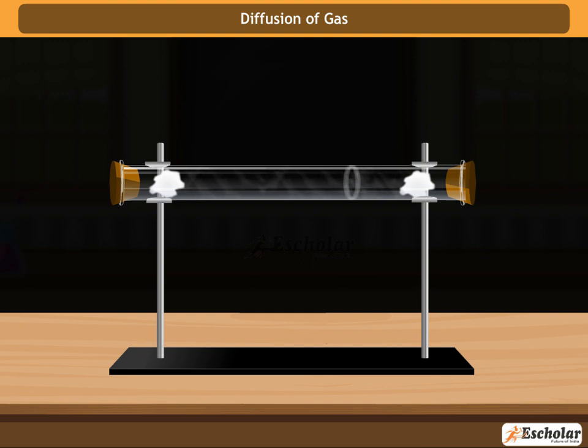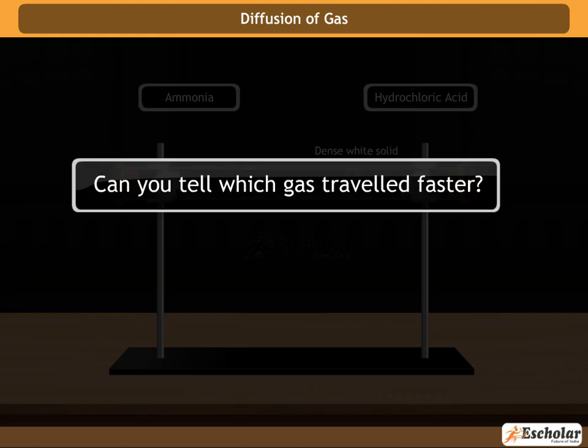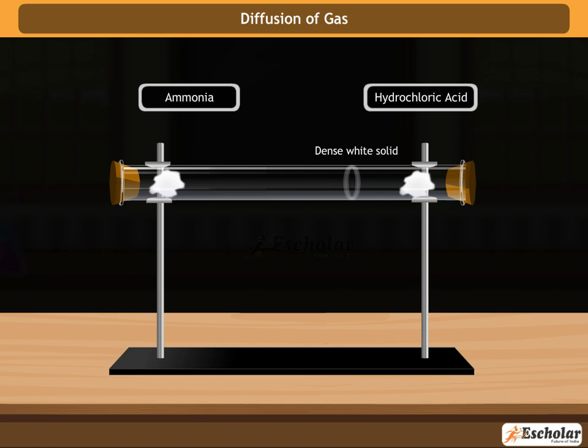This white ring is in fact a dense white solid formed by the diffusion of two gases, ammonia and hydrogen chloride. Did you notice that the white ring is formed closer to the hydrogen chloride end? So can you tell which gas traveled faster? Is it the ammonia gas or hydrogen chloride gas? That's true. It is ammonia gas.